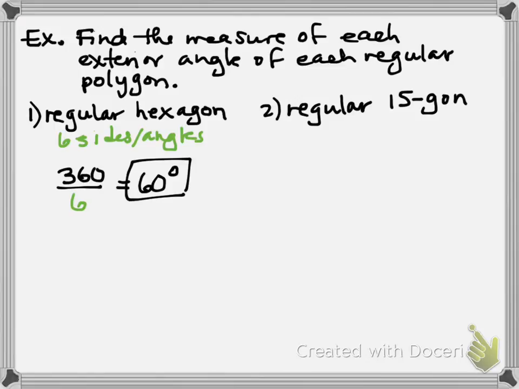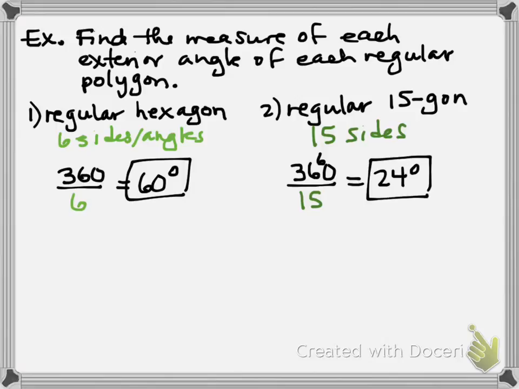So this one has 15 sides. We take the sum of all the exterior angles, which is 360, and we divide by the number of sides, therefore the number of angles, 15. Okay, so 15 goes into 36 twice, which is 30 with 6 left over, and 15 goes into 60 4 times. So each exterior angle would be 24 degrees. Okay.